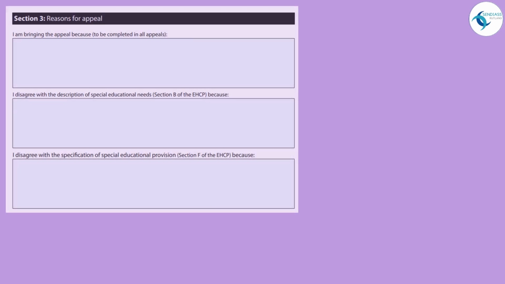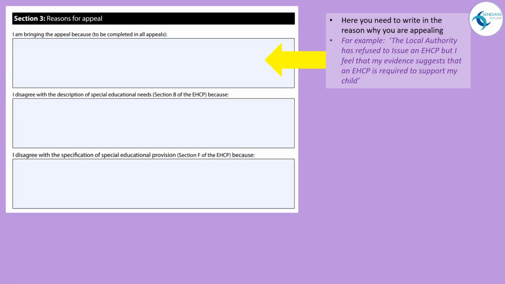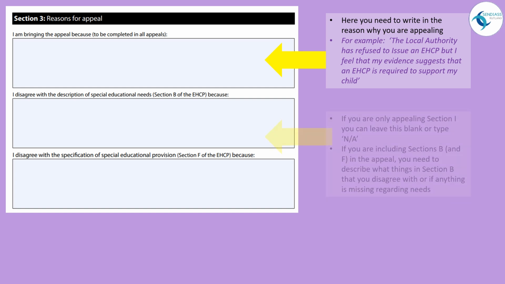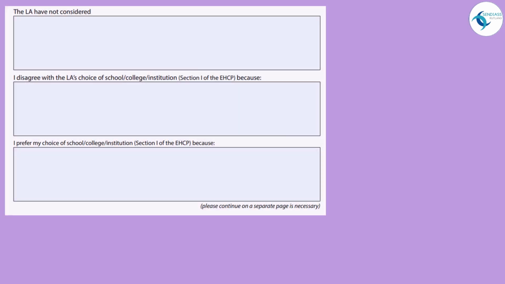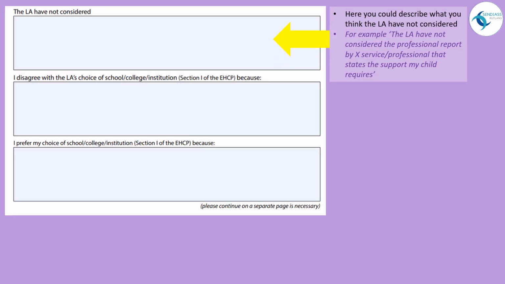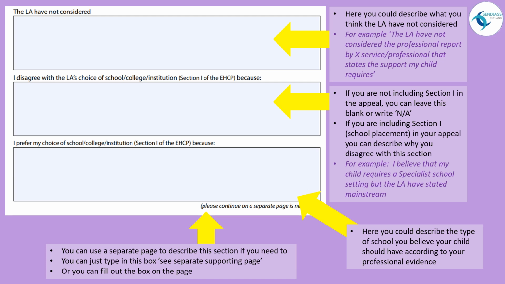Section 3. Reasons for appeal. In the first box you need to explain the reason why you are appealing. In the second and third box you can describe anything that is within Sections B and F that you disagree with. If it is a Section I appeal only, you can leave these blank or write non-applicable. Here you will need to describe what you feel that the local authority have not considered. For example, professional reports that state what support the child or young person may require. If you are not including Section I in the appeal, you can leave this blank or write non-applicable.